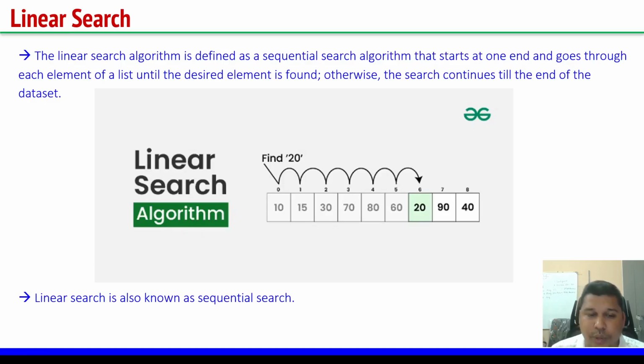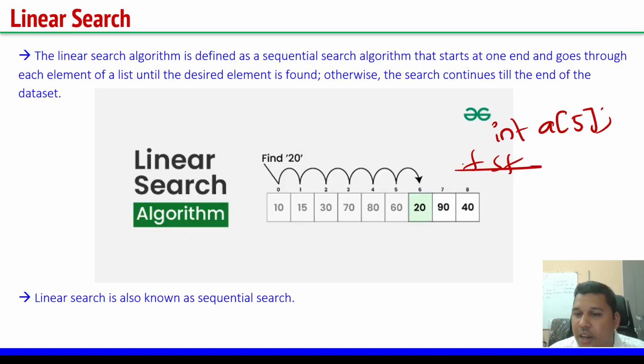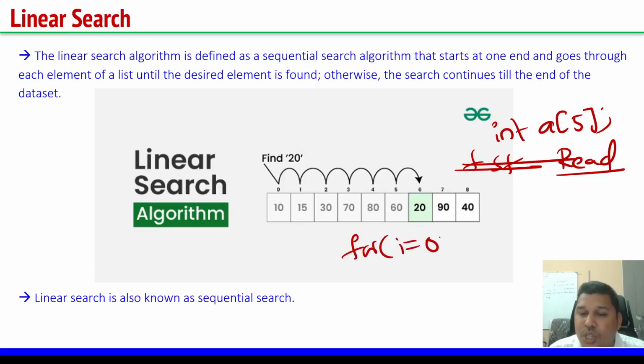Now what is the logic here? How do we write this? It is very simple. You will read the array, int a of 5, or any number n. You read the array values using scanf and a for loop. After that, iterate over the array elements using a for loop: for i equal to 0, i less than n, where n is the number of elements in the array, i plus plus.